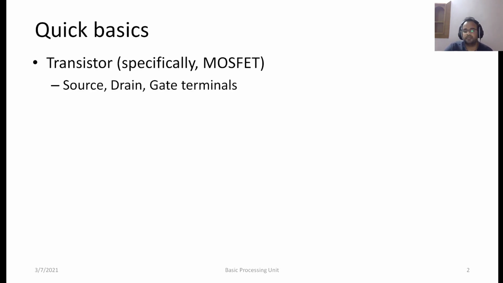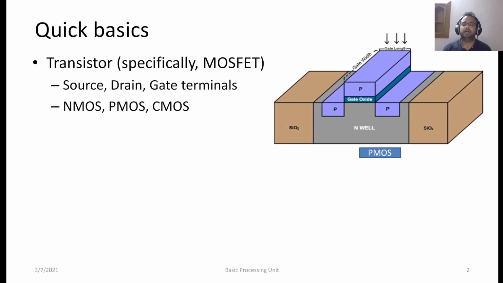It has primarily 3 terminals: source terminal, drain terminal, and gate terminal. And there are primarily 2 types of MOSFETs, NMOS and PMOS. If we build a circuit with both NMOS and PMOS transistors, then we typically call that CMOS, which is complementary MOS. Right, and here is a picture of a PMOS transistor.